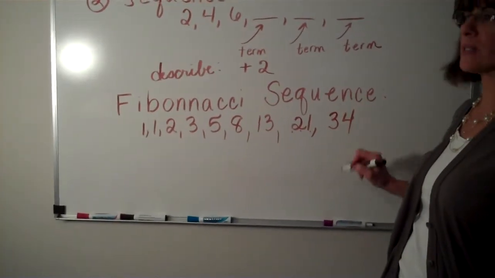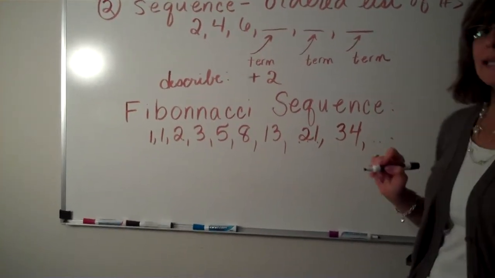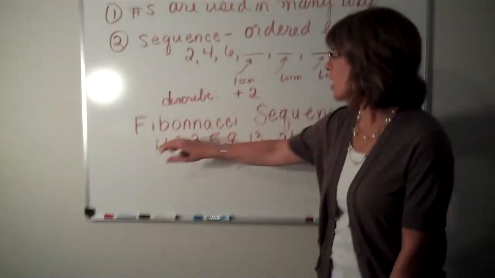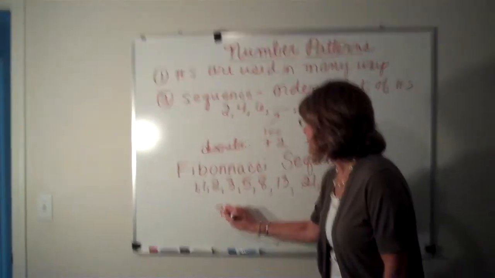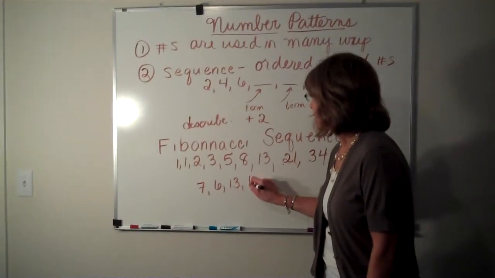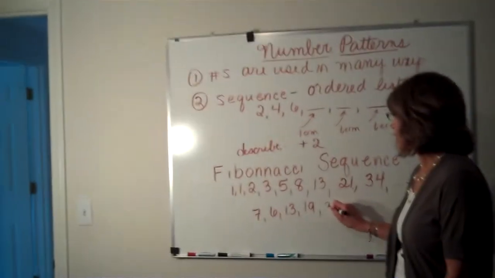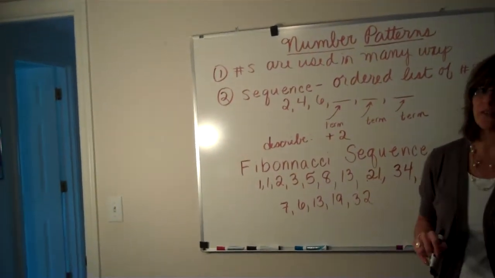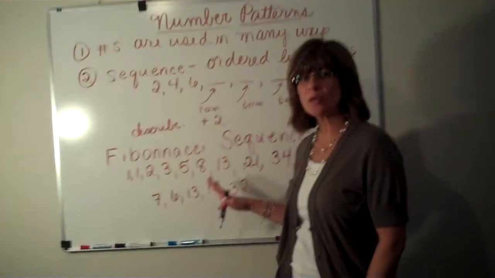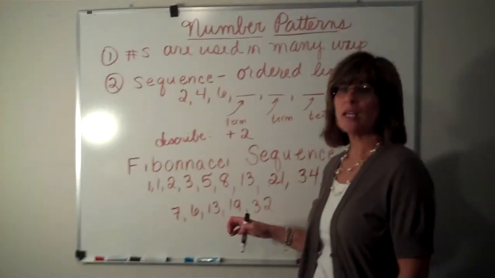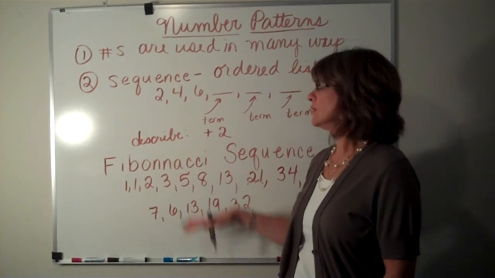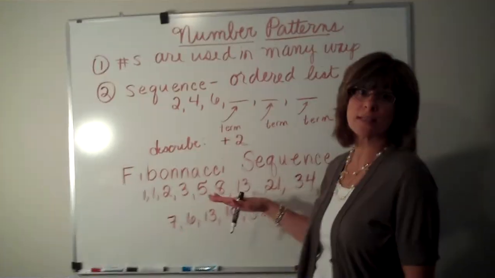34 would be the next one, and then it keeps going. Now, sometimes you see Fibonacci sequences that don't start this way. It might be 7, 6, 13, 19, 32. That could also be a Fibonacci sequence. It's just using different numbers. Same sequence idea, though. So lots of different ways that you can use sequences, lots of different ways that sequences can look.